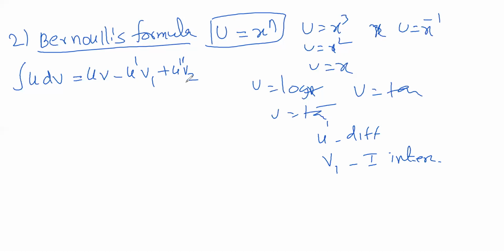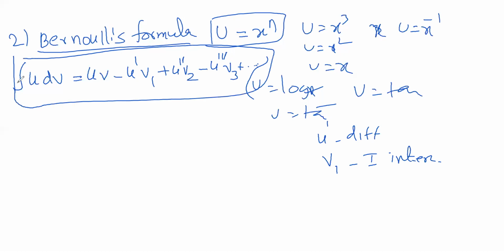So plus, minus, plus, next minus u triple dash v3, and it goes on like this. This is known as Bernoulli's formula. What is Bernoulli's formula? Integral u dv is equal to uv minus u dash v1 plus u double dash v2 minus u triple dash v3 plus and so on, where u dash, u double dash, u triple dash are the first, second, third differentiations, and v1, v2, v3 are the first, second, third integrations.